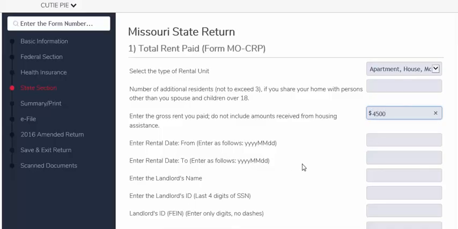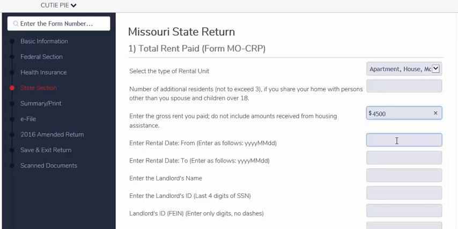And we're going to do this on a per residence basis. So you may have a person who rented at several different places during the year. They moved around. You're going to do one Missouri CRP for each residence. So enter the rent paid to each additional residence in each of the individual MOCRPs. So this one was $4,500.